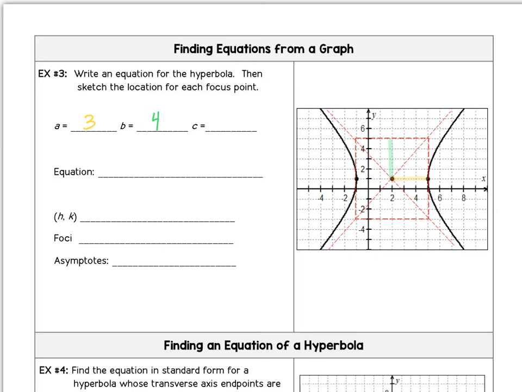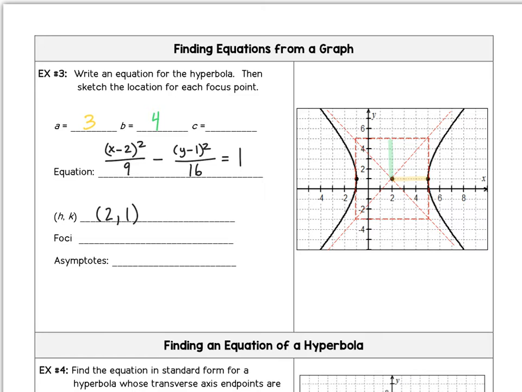So right off the bat, I think I have enough to write my equation. Oh wait, I need the center. What's our center here? Center is 2, 1. h, k is 2, 1. That's our center. So I've got x minus 2 squared over 9 minus y minus 1 squared over 16 equal to 1. So I've got my equation. That wasn't too bad as long as you know the form of the setup on there.